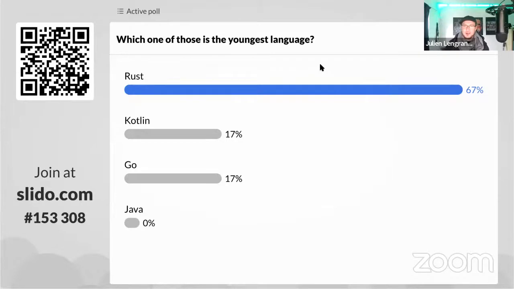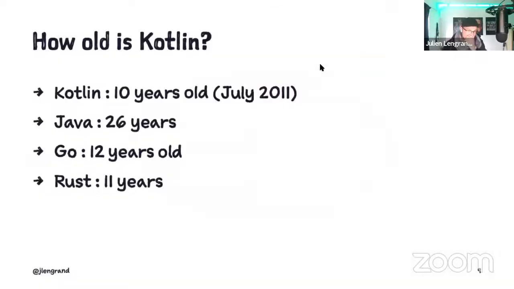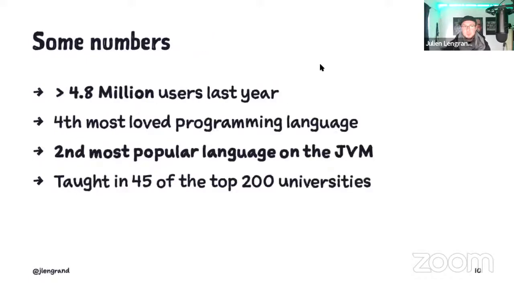Finally, we have one right answer. So the youngest language is actually Kotlin. Rust and Go are both older than Kotlin. I didn't know about that, but that's a fact. That's funny because you think Java, you think old, you think Rust is quite new on the block, but actually Kotlin has been brewing less than Rust and Go, not by much, but a little bit.